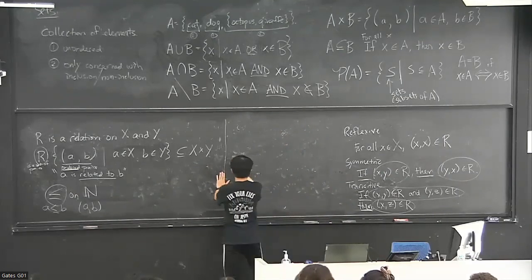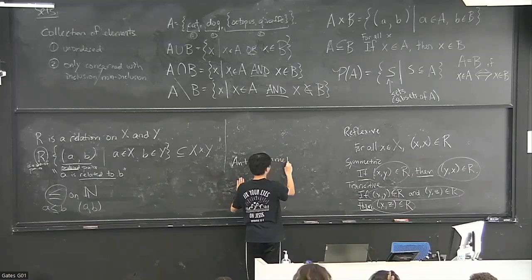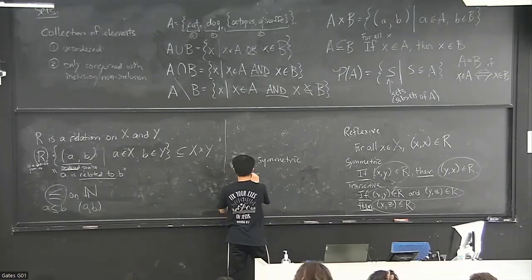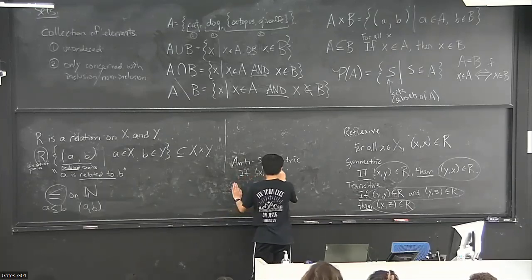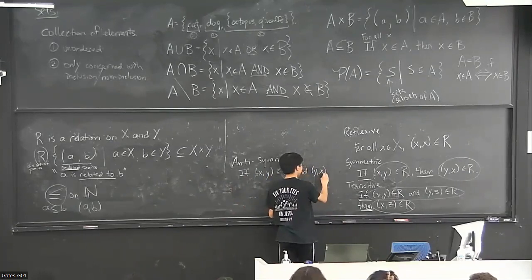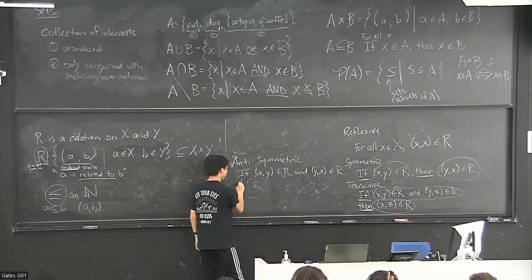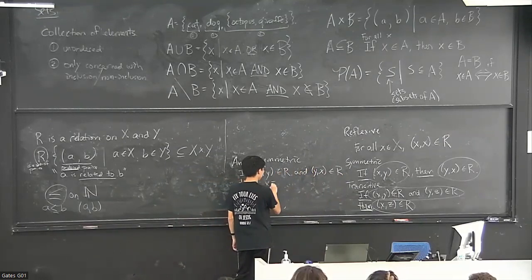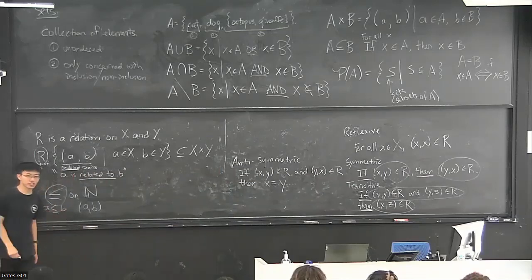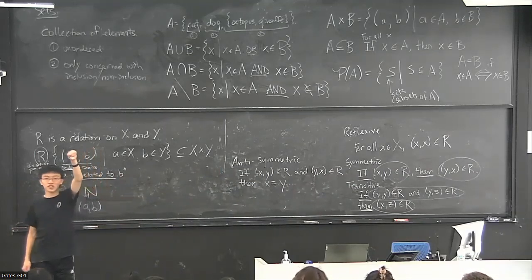That's similar to this. Anti-symmetric. If x, y is inside the relation and y, x is inside the relation, if both of these pairs are inside, then they have to be the same. Is the less than or equals to relation anti-symmetric? Yes, no.